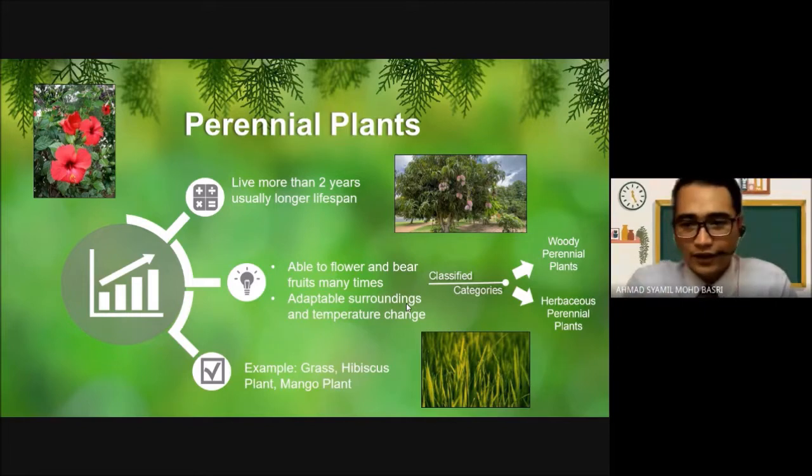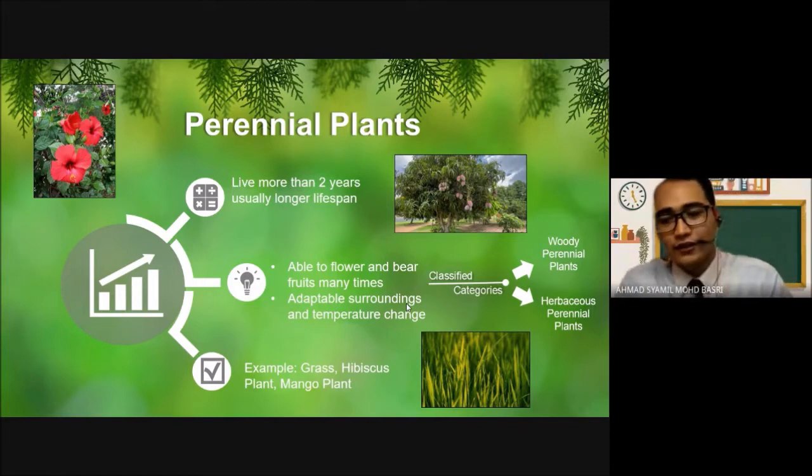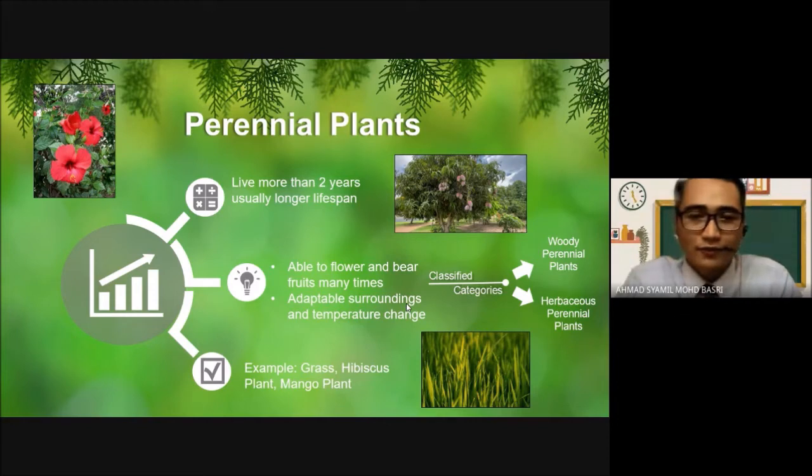Woody perennial plants have woody stems. They are hard plants and usually their stem and leaf are woody, stronger. And herbaceous perennial plants are more like soft stem plants. Like you can see in the picture here, it is grass. Grass is also a perennial plant, although they are small, because they live longer and grow more. We can see the examples here: grass, hibiscus plant, and mango plant.